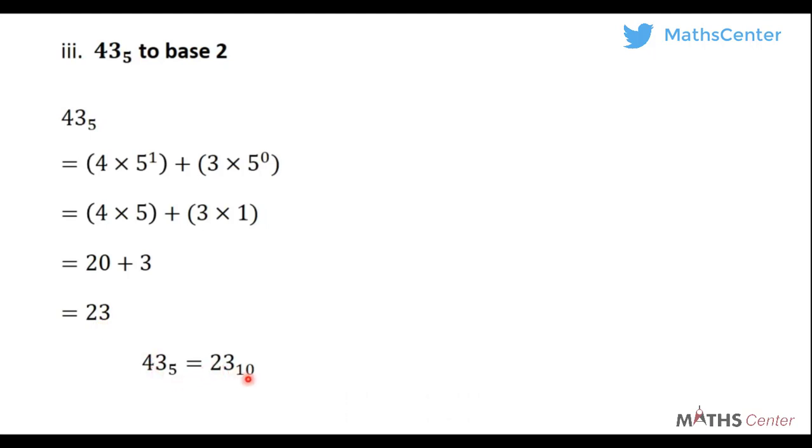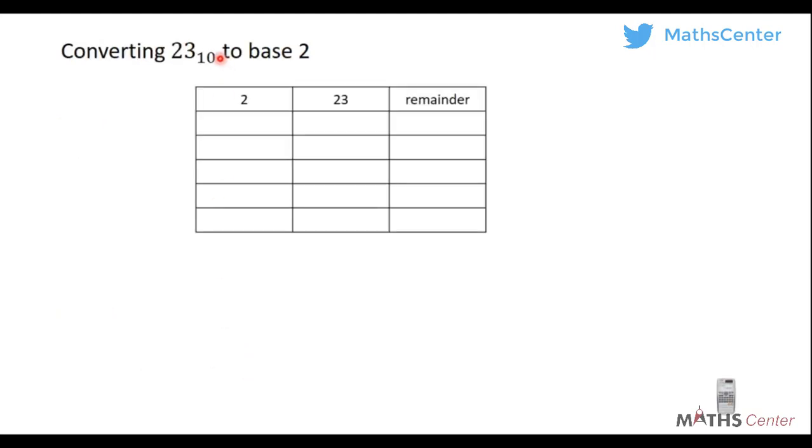So you can see it's the same thing that we have been doing. So we keep on doing the same thing, we change nothing. Now we convert 23 to base 2. So in converting 23 to base 2, what you have to do is first divide 23 by 2.